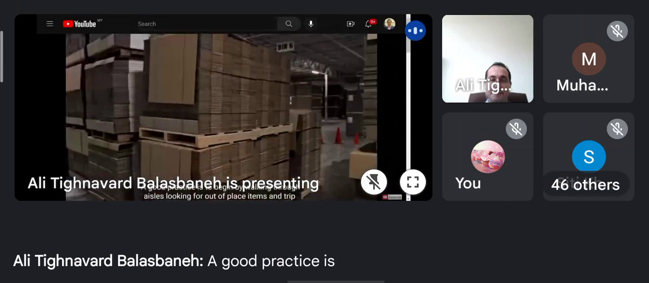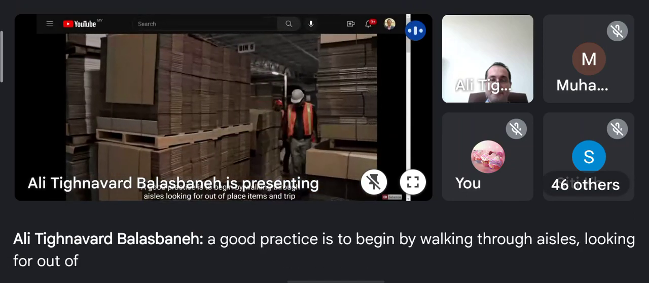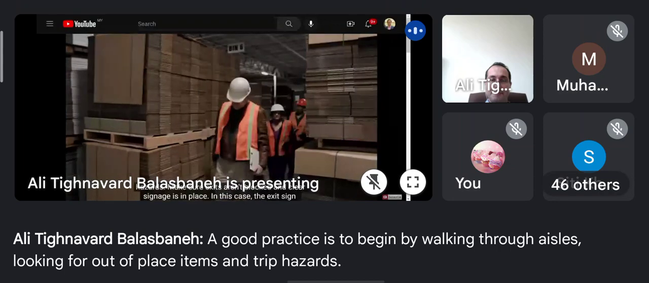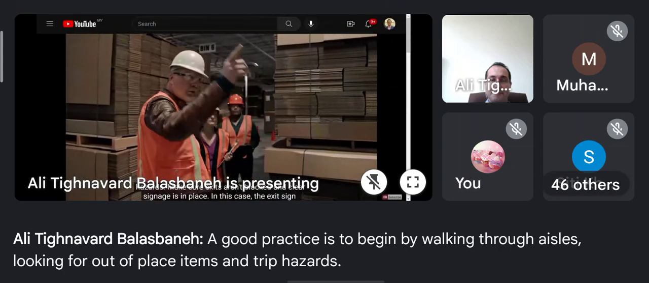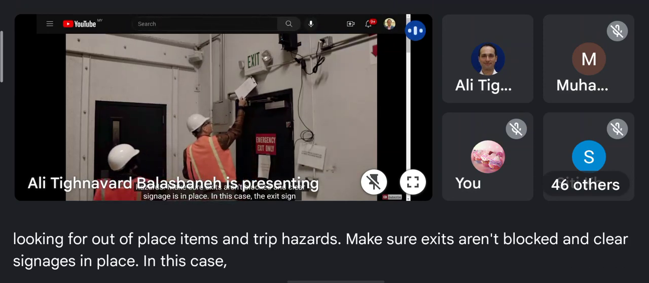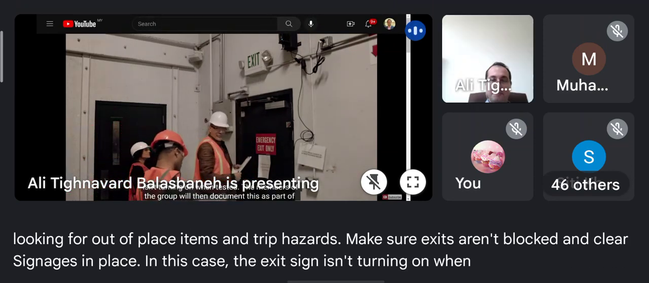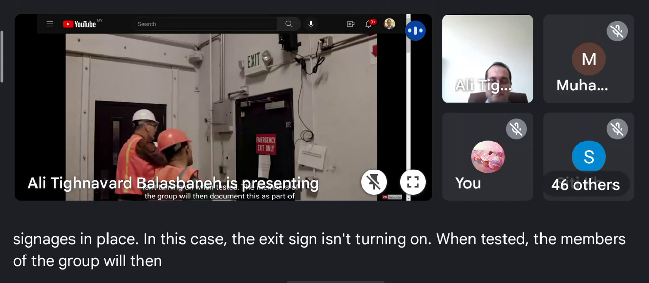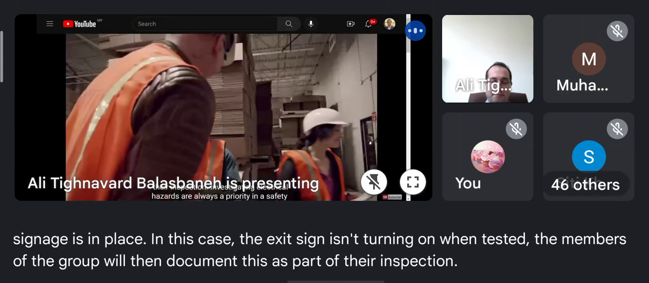Practice is to begin by walking through aisles, looking for out-of-place items and trip hazards. Make sure exits aren't blocked and clear signage is in place. In this case, the exit sign isn't turning on when tested. The members of the group will then document this as part of their inspection.